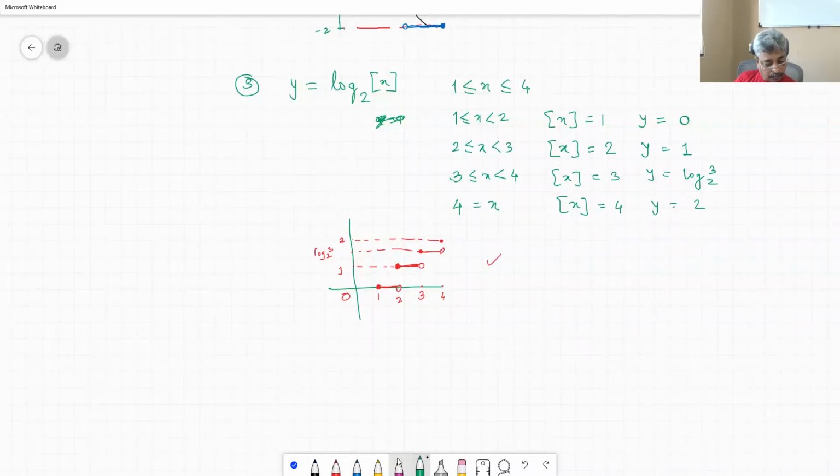Next, f of x is equal to the maximum of mod x comma root of mod x, between minus 2 less than or equal to x less than or equal to 0.